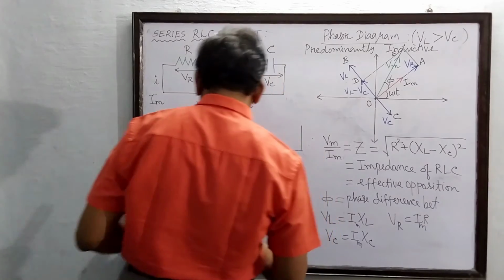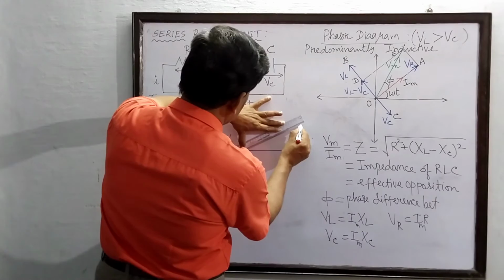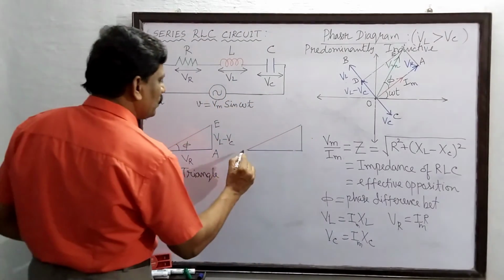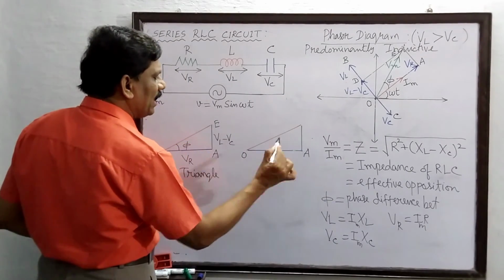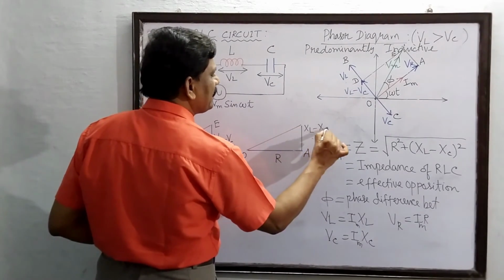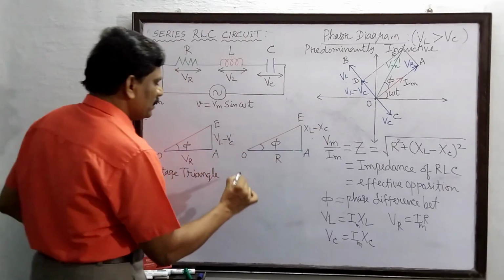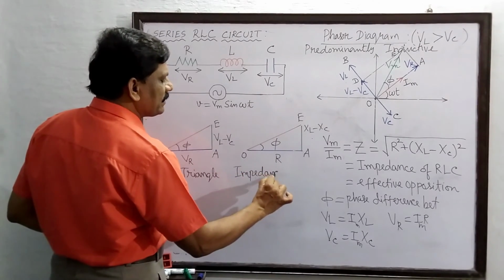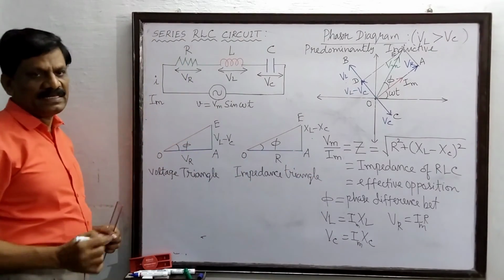In terms of resistance and reactance, this will be the triangle. Same triangle only, but this time instead of VR, I am going to show OA as R, so that instead of VL minus VC, this will be XL minus XC. And this point is E, this is phi. This triangle is now called the impedance triangle. Both are similar only, is it not?